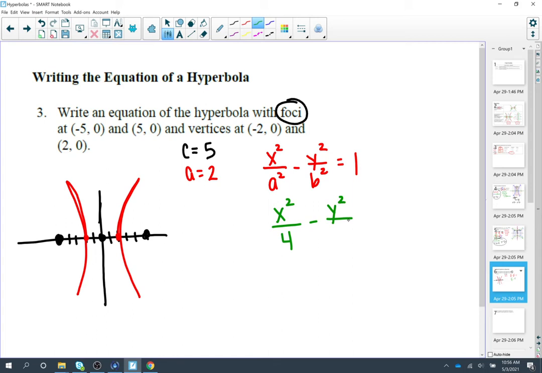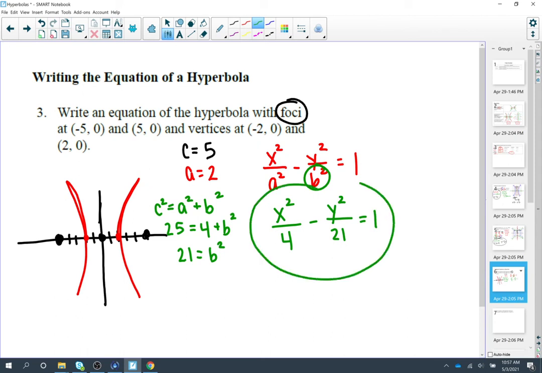In order to find b, we're going to use our relationship, which says that c squared equals a squared plus b squared. C squared, we know C is 5, so that's 25. A squared, we know A is 2, so that's 4. Subtract 4 from both sides, we get b squared equals 21. Now, we could take that one step further and take the square root, but it's not necessary because we want b squared. B squared is 21, so we know this is 21 equals 1.